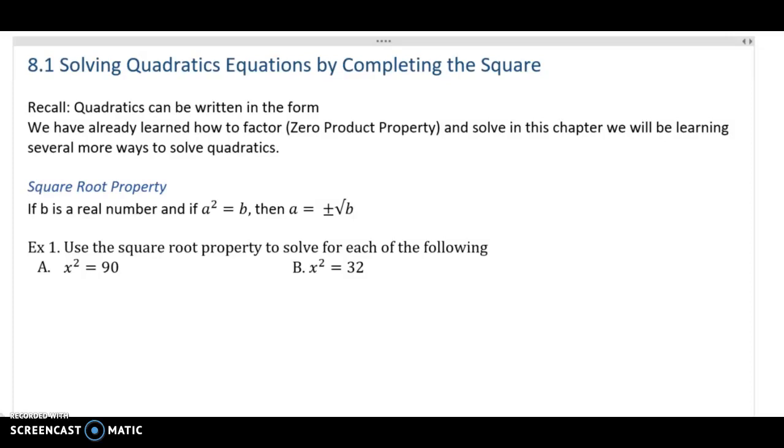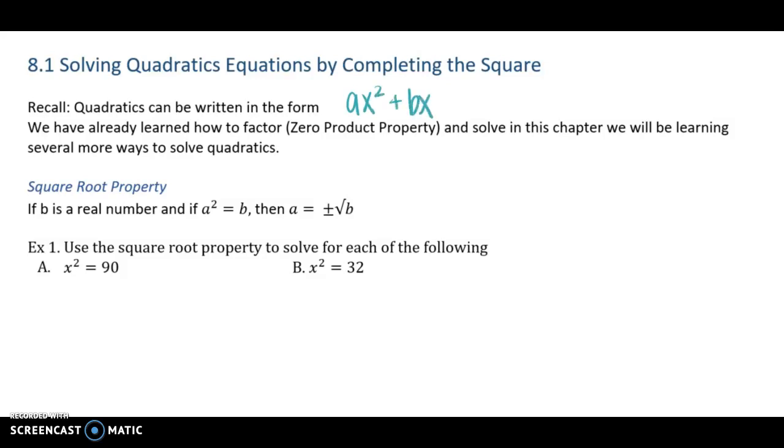Alright, so we're going to be solving quadratic equations by completing the square. We're going to recall a couple things. Quadratics can be written in the form ax squared plus bx plus c, and then if it's an equation, it's going to be equal to 0. We learned how to use the zero product property and how to solve in this chapter. But in these couple chapters, we're going to learn more ways to solve.